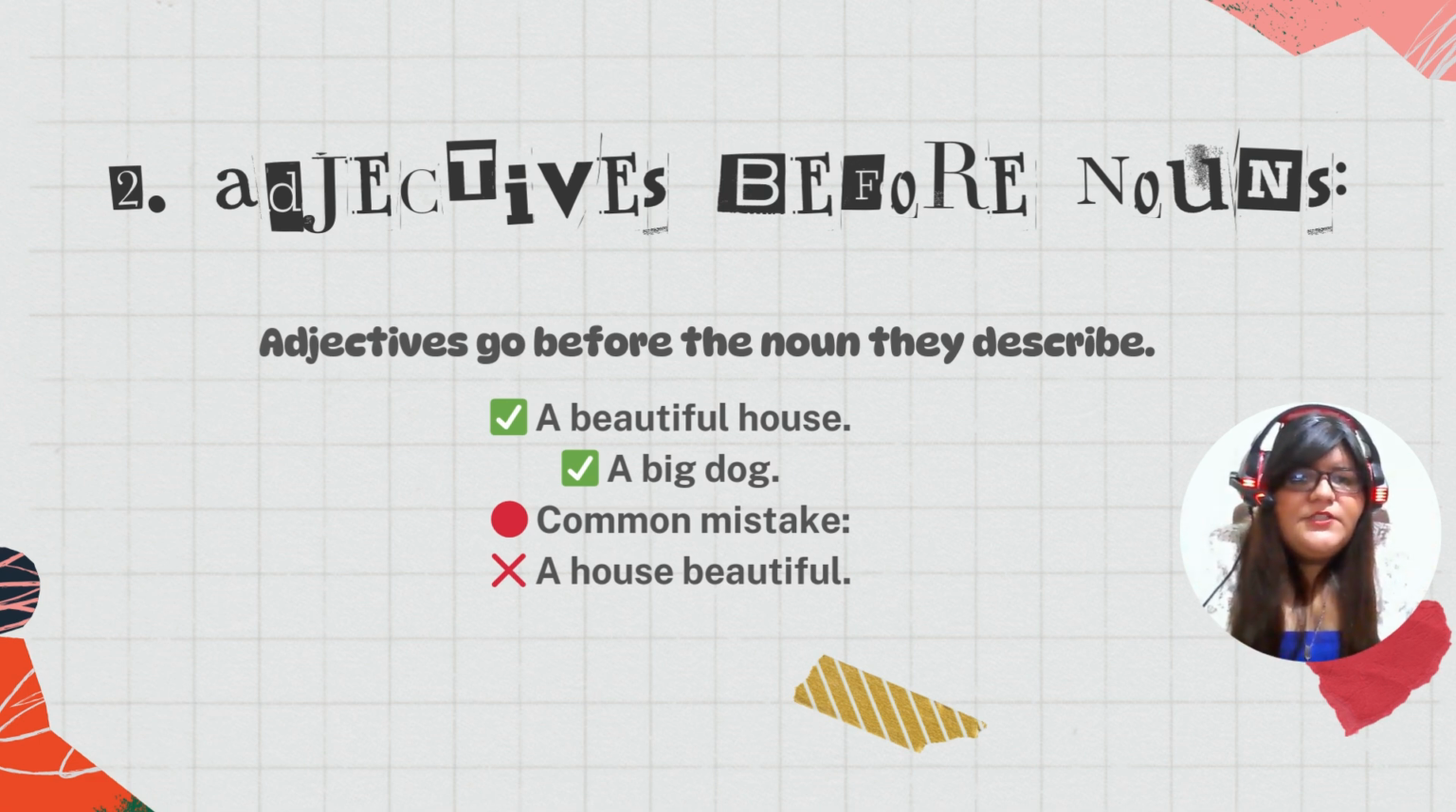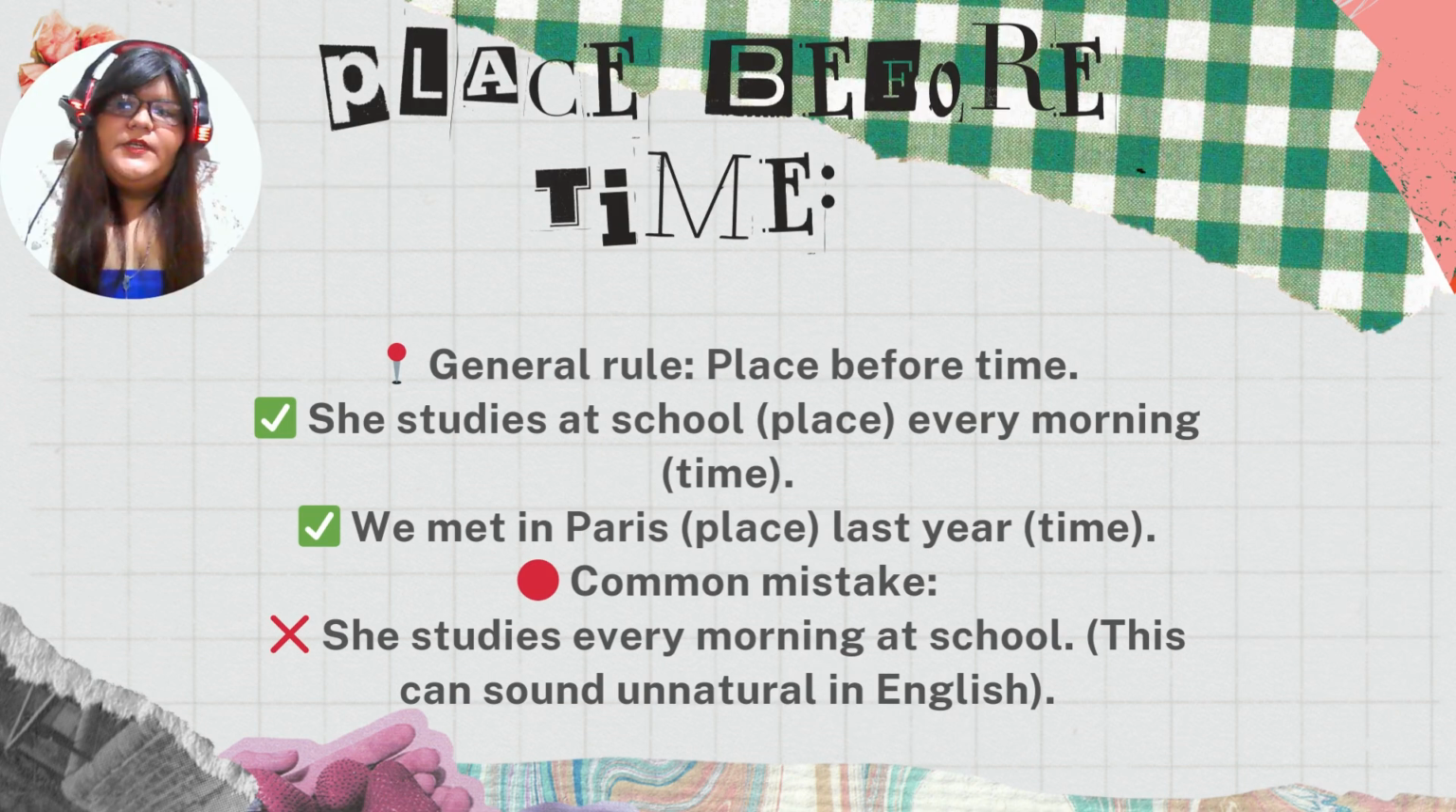And don't be afraid to commit mistakes. That's why we are here today, right? Because we are learning or trying to fix or improve our mistakes. So be careful in those details. Then we have here place before time. General rule, place before time. For example, she studies at a school, place, every morning, time.